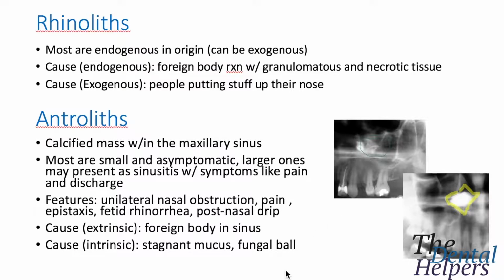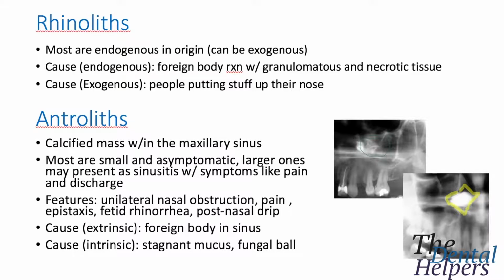Most are going to be small and asymptomatic. The larger ones may present as sinusitis with symptoms like pain and discharge. Typical features are going to be unilateral nasal obstruction. So in the case of this, you see that it's only on one side. It's going to cause pain, epistaxis, fetid rhinorrhea, postnasal drip.